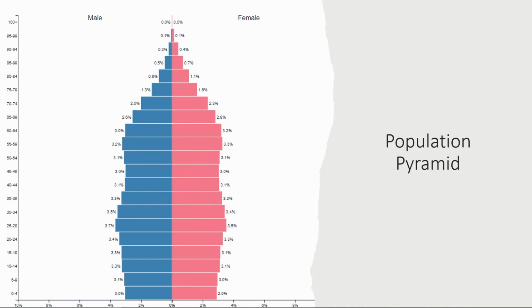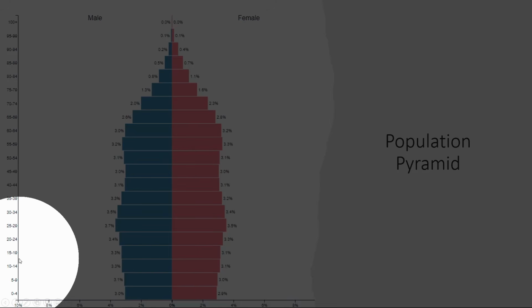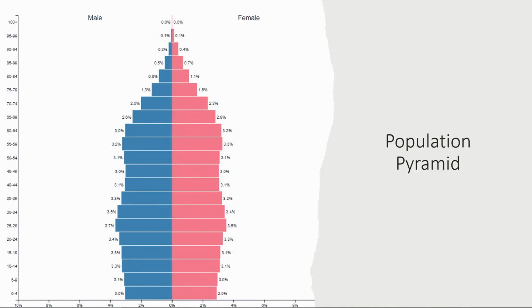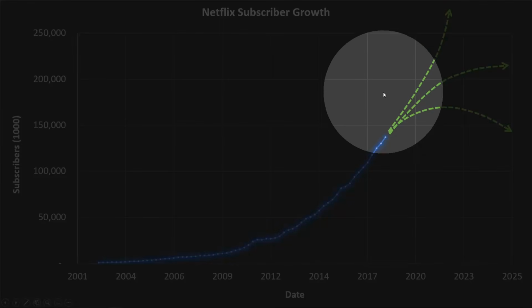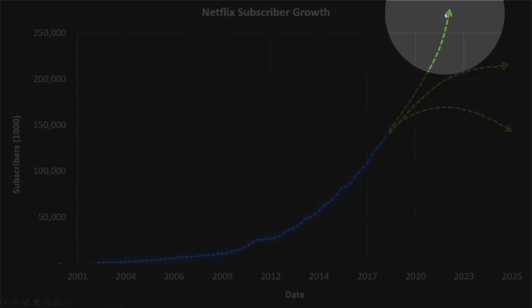When it comes to Netflix, if Netflix can investigate its current population composition, then it may find ideas about what kind of age group to target and what is the future growth when, let's say, the 15 to 19 age group enters 20 to 24 and they start to subscribe to Netflix. So obviously, based on the population pyramid and overall population in the US, the skyrocketing projection of Netflix is not realistic.